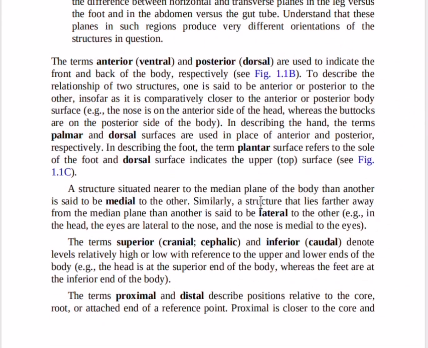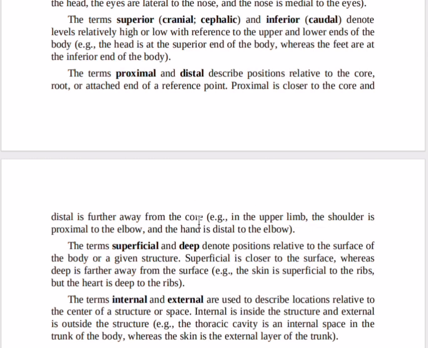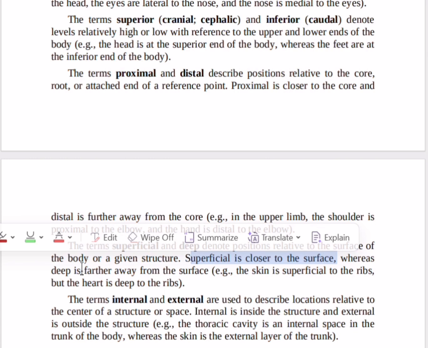Which we use, right? Another anatomical term is superficial and deep. So superficial denotes positions which are closer to the surface. For example, we say that the skin is superficial to your ribs. These are the terms which we use in anatomy. So superficial is any structure which is closer to the surface, whereas deep is any structure which is away from the what? From the surface. For example, we say that your skin is superficial to the ribs. They're in direct contact with the what? The ribs anteriorly. While the heart is deep to the ribs. Your heart is found within the rib cage, while your skin is found superficial to the what?